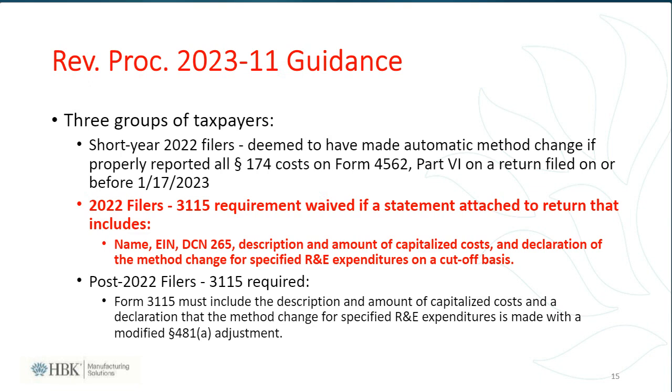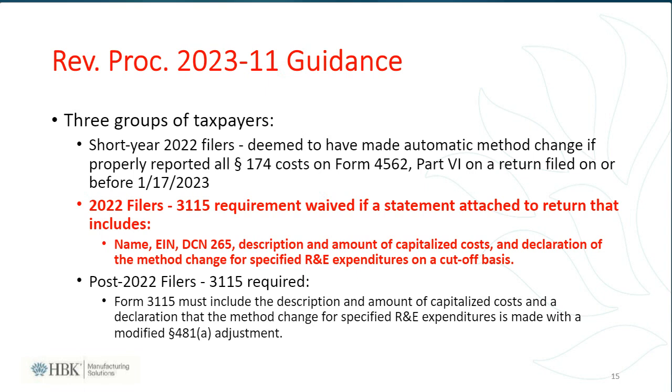So again, if any of these short period returns are filed before January 17th of 2023, which was yesterday, all we had to do in order to elect this method change, because it is a method change, is to report the expenses on that part of the form and show how much amortization expense. For 2022 filers, calendar and fiscal year 2022 filers, we normally would have to file what's called a Form 3115, which is a method change.